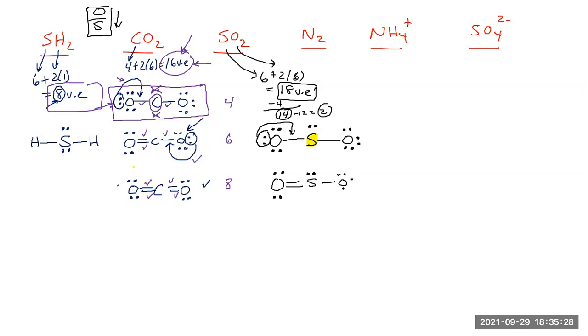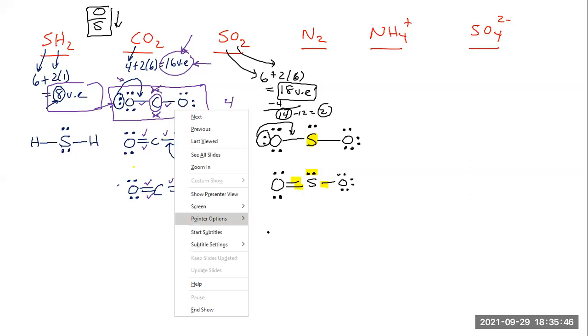Now, when we look at it, we still have 18 electrons. The sulfur in the middle has now reached 8. 2, 4, 6, and 8 is now good. And the oxygen on the left there also has 8. And this would be a correct structure for SO2.